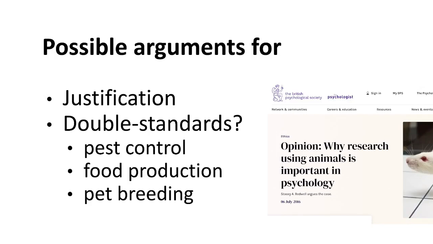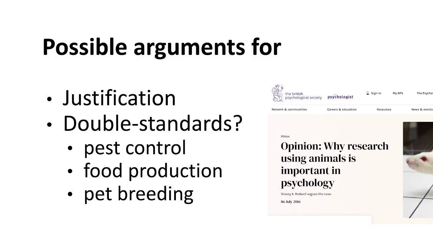What about double standards? If you're going to say we can't use rats and cause harm in laboratory research, then shouldn't we ban all pest control? Shouldn't we ban all mouse traps and rat traps, because we just kill them because they're a nuisance? But there's no benefit to that. It's just that we don't want them in a house because they're a bit icky and yucky.